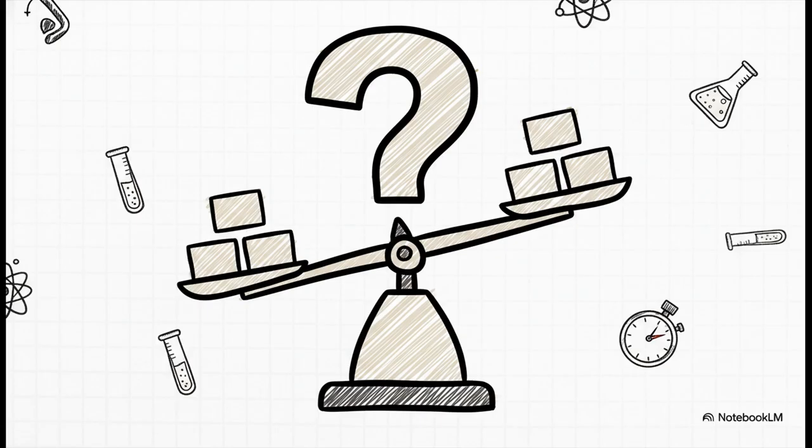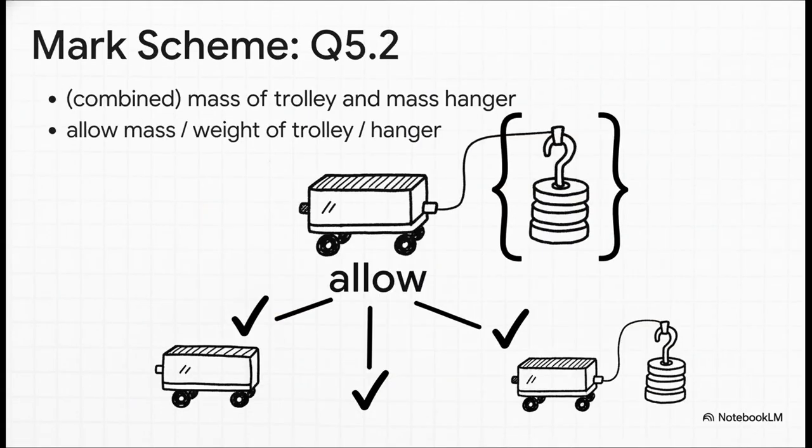5.2 asks us to name 1 variable that should have been kept the same, a control variable, to make sure this was a fair investigation. So, have a think. What needed to stay constant here? And check this out. This is where our decoding skills really pay off.